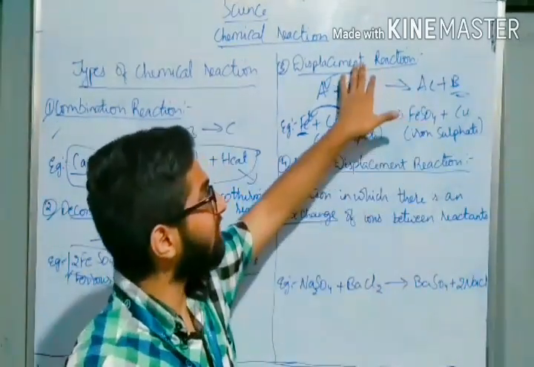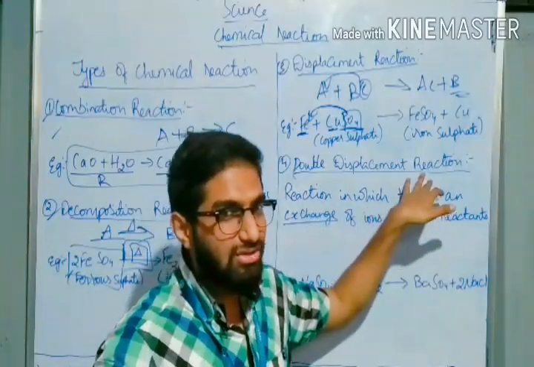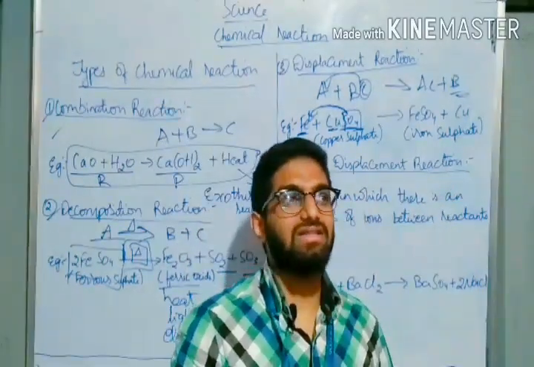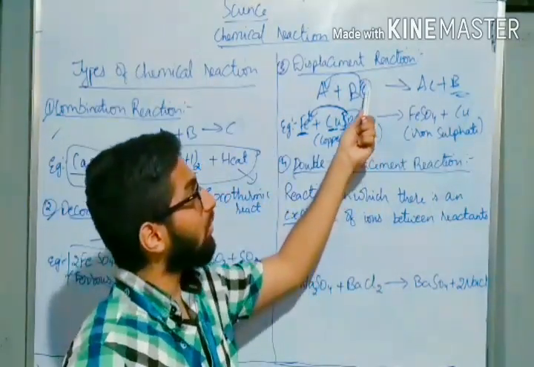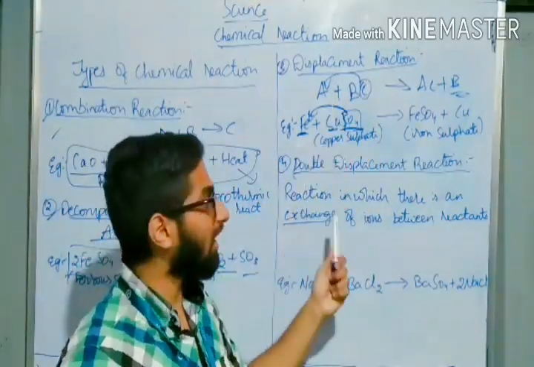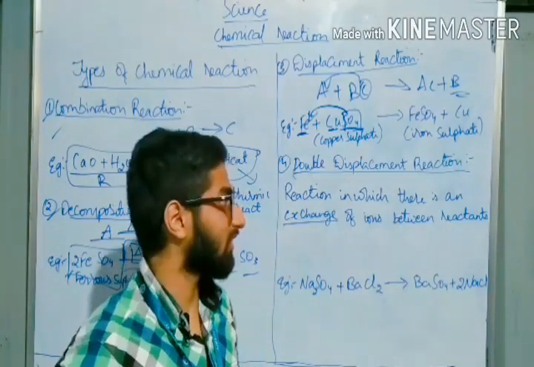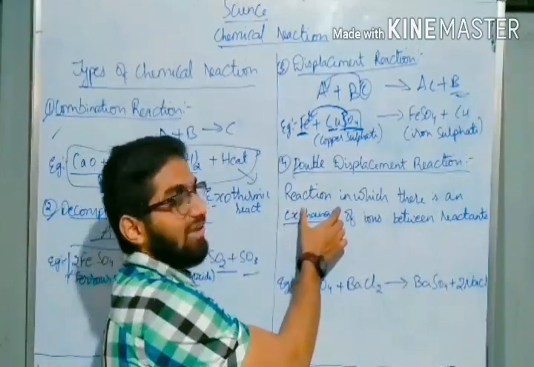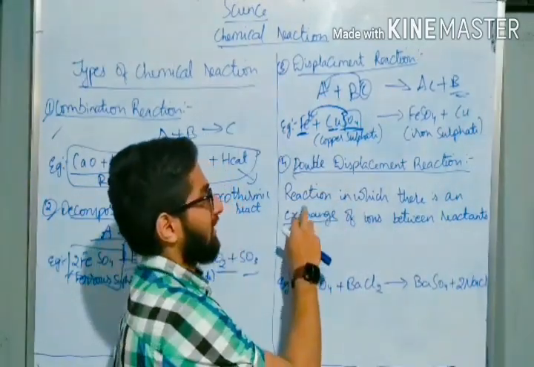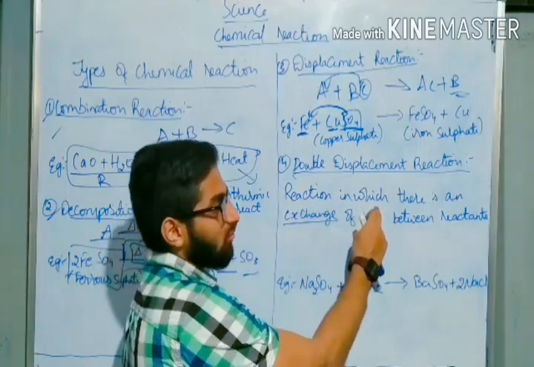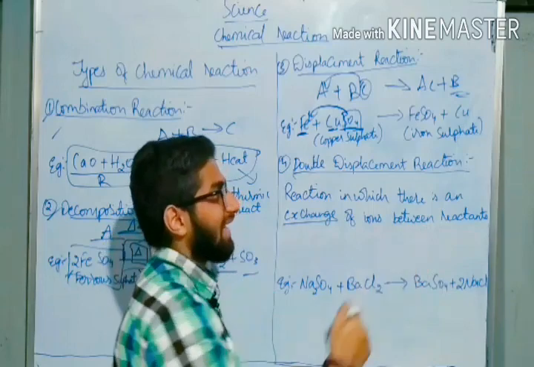After that, if you have studied displacement reaction, then it's very easy to study double displacement reaction. Here there is only one displacement happening, but in double displacement there are two displacements happening. So I have written the definition of double displacement reaction. Now what is that? A reaction in which there is an exchange of ions between the reactants.